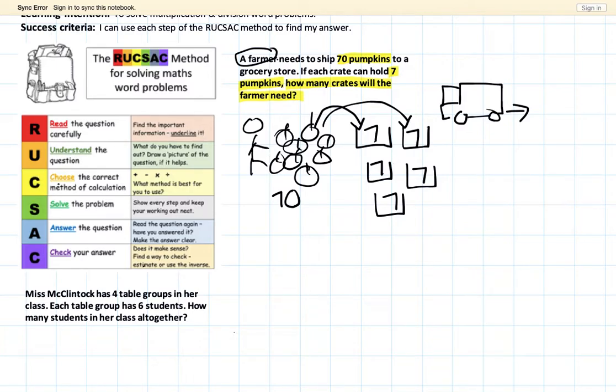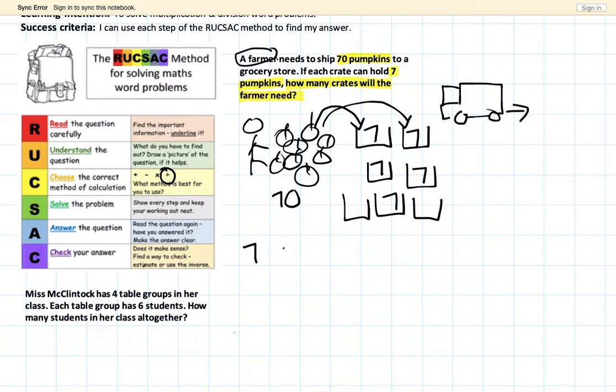So choose the correct method of calculation. What are we using? Are we using addition, subtraction, multiplication, or division? Yep, because we're dividing these pumpkins, we're using division. Excellent. What's the next step? Solve the problem. Show every step and keep your writing out neat. I'm taking the number 70 and I'm dividing it by 7 to see how many crates I need. How many crates do I need?